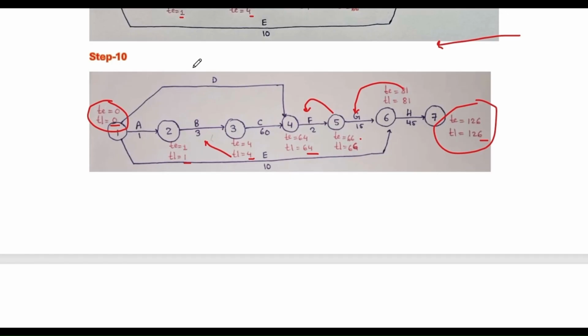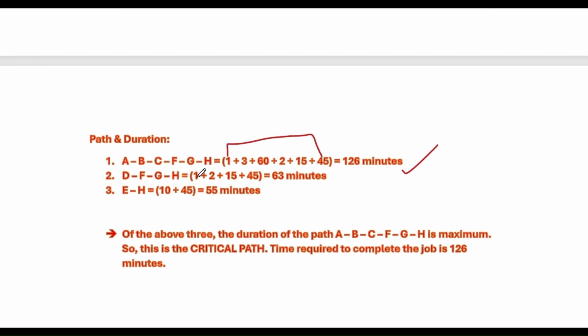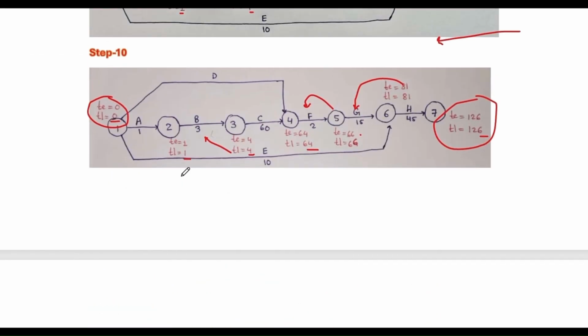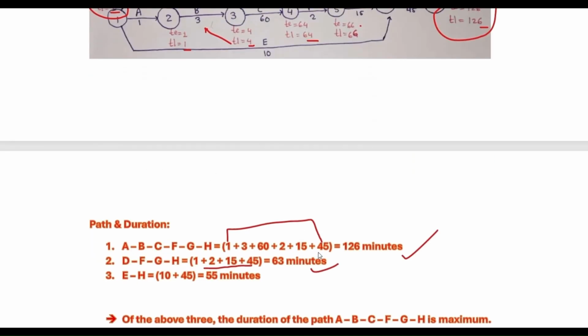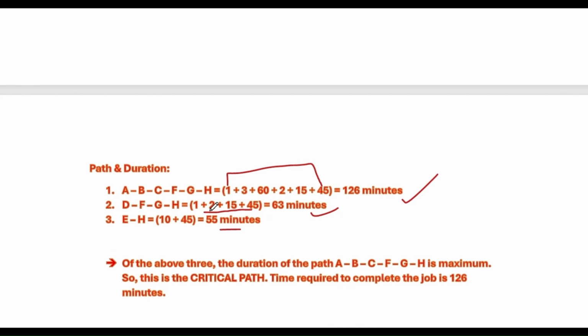Now the second path will be 1 to 4, 4 to 5, 5 to 6 and 6 to 7. That will be D, F, G, H. The total of these 4 activities will be 63 minutes. Our final path will be E and H, that is 10 plus 45, 55 minutes. Of the above 3, the duration of path A, B, C, F, G, H is maximum, that means 126 minutes of all. So this is the critical path. The time required to complete the job is 126 minutes.